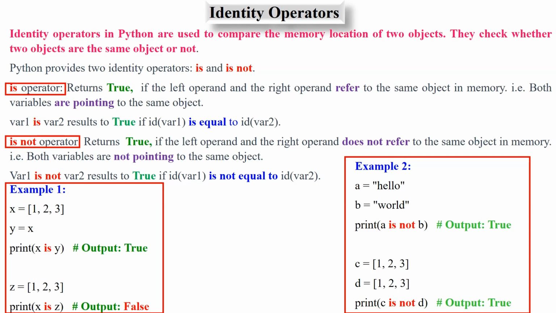In the second part, two separate lists, [1, 2, 3], are created and assigned to the variables c and d. The print statement checks if c is not the same object as d using the is not operator. Since c and d are separate list objects even though they have the same values, the expression c is not d evaluates to true. Therefore, when you print the results, the output will be true for the first print statement, true for the second print statement.